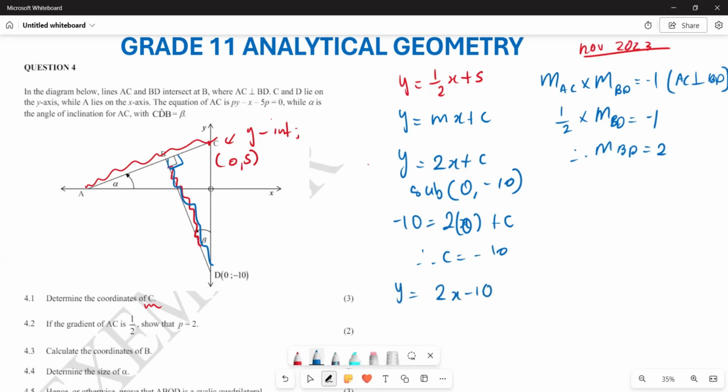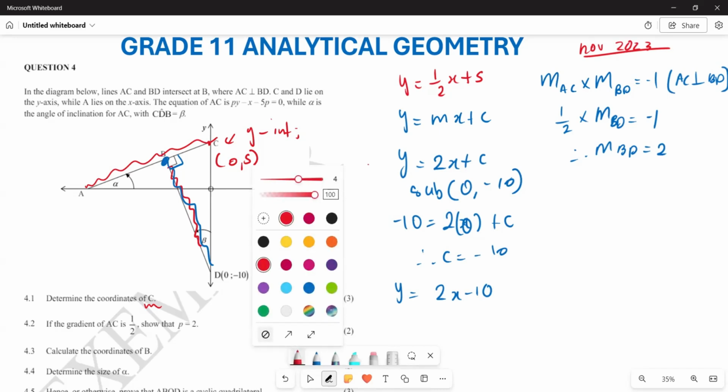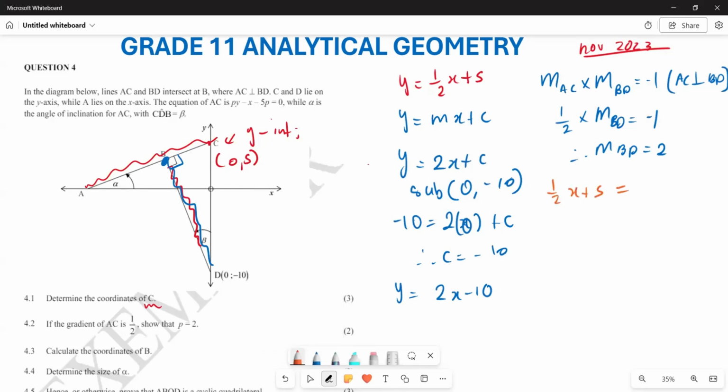Now, can you see that this B is a point of intersection between both of these equations? So now you are going to equate these two equations. You are going to say 1 over 2x plus 5 is equals to 2x minus 10. Then you are finding out the point of intersection. You can start by multiplying by 2 everywhere so that you can get rid of that denominator of half. So here you're going to have x plus 10, remember 2 multiplied by 5 is 10, is equals to 4x minus 20.